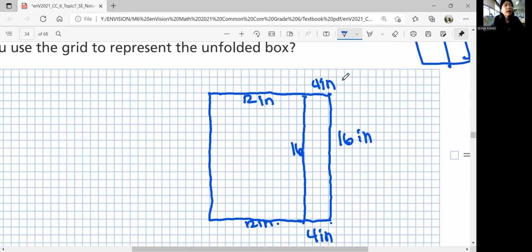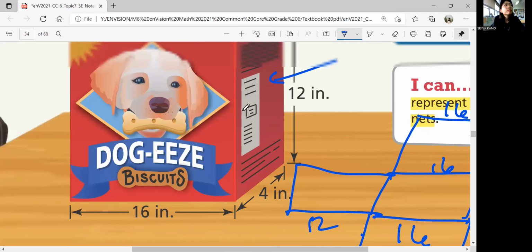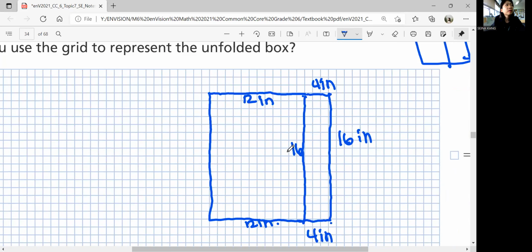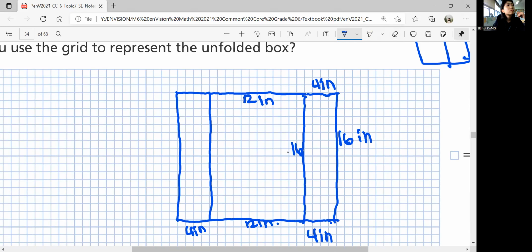And then what do we have? We have the top that's 16 by 4 that's connected, right? So you can do another 4 inches. Wait, I only counted 3 over here. That's not right. Let me put in another. Okay. And then 4 over here. Sorry, my lines are not straight. But you get the idea, right?